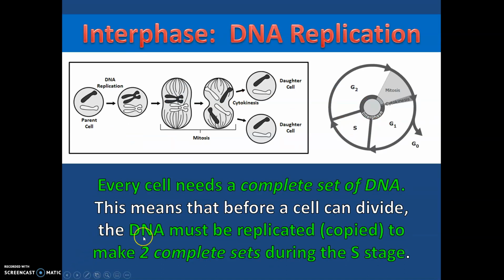So every cell needs a complete set of DNA in order to be considered an actual cell. And this means that before the cell can divide, DNA must be replicated or copied to make 2 complete sets during the S phase. So here, during DNA replication, it shows us a parent cell with 2 different chromosomes. And then after DNA replication, we'll have the 2 different sets because it was copied.